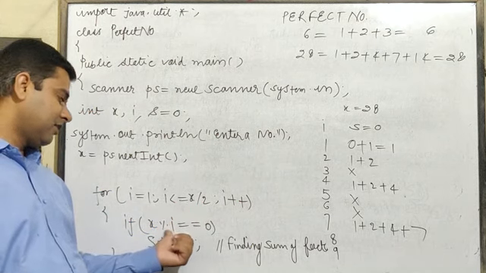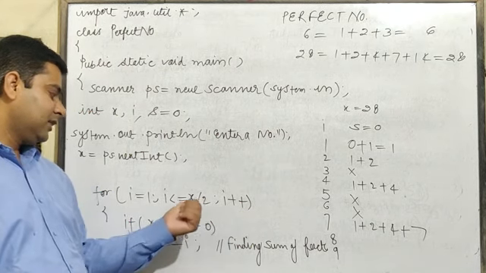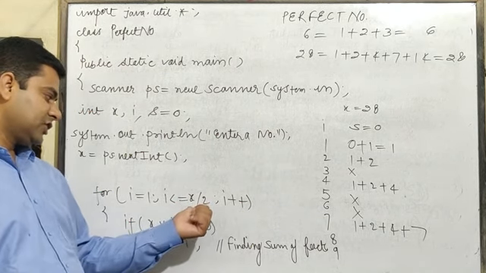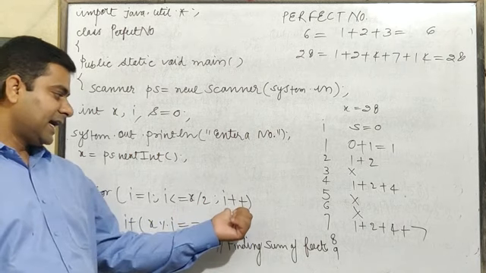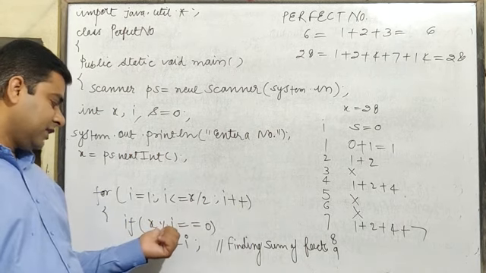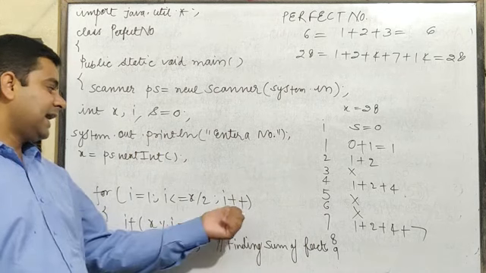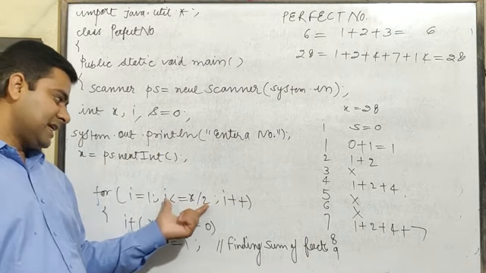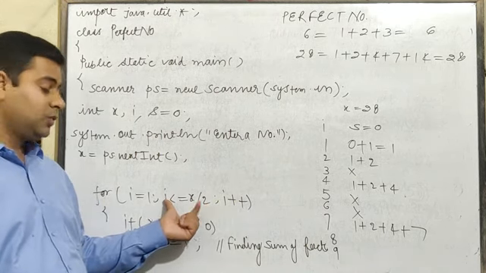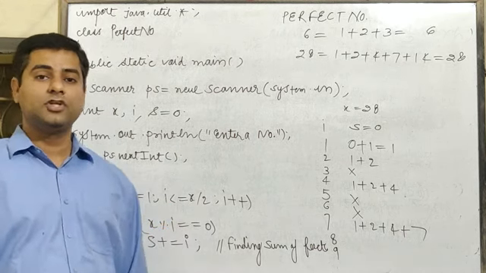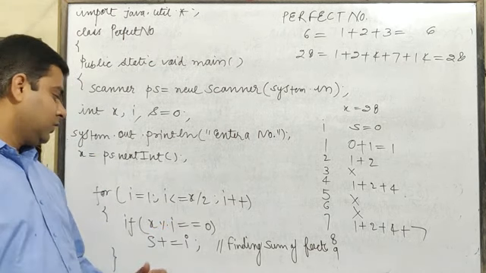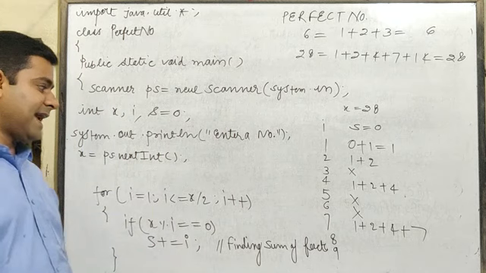Condition true, but this condition will be false. i plus plus, 12. 12 less than equals to 14, condition true, but this condition will be false. i plus plus, 13. 28 modulus 13, condition false. i plus plus, 14 is less than equals to 14. Condition true. 28 modulus 14 equals to 0, so 14 will be added in s.